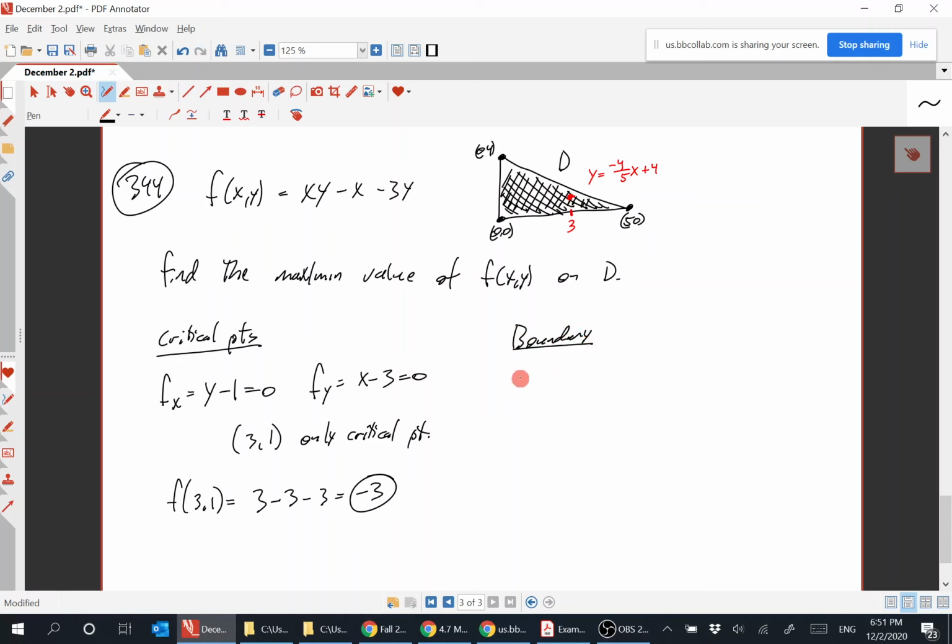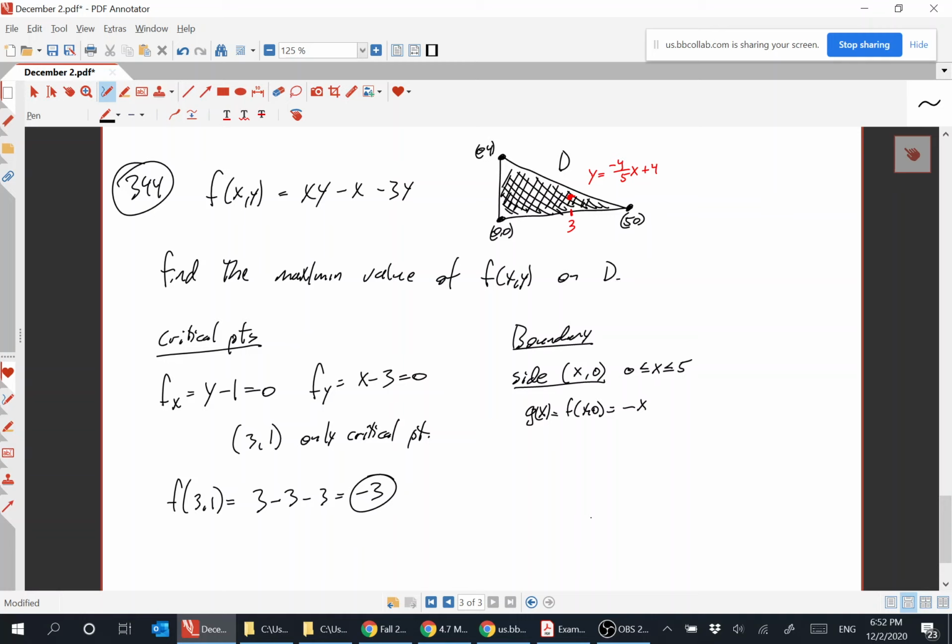So let's do side 1. So let's look at the side here. How do you describe the side here? This is the side whose x-coordinate is x and y-coordinate is 0, for 0 less than or equal to x less than or equal to 5. And what does the function become? f(x,0). So this is going to be some g of x now. So g of x is equal to f(x,0), which is just going to be minus x.